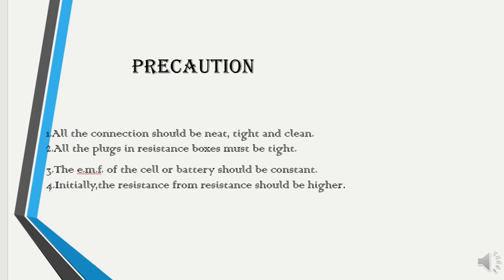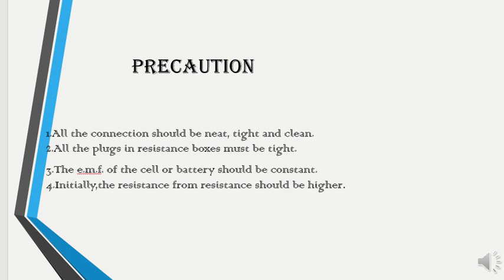The precautions are as follows. All connections should be neat and clean, and proper. All plugs in the resistance box must be tight, or else errors can occur. The EMF of the cell or battery should be constant. Why should it be constant? If it is not constant, then the galvanometer fluctuates, so we cannot get the proper value. So for that, we need a constant value, or we can say we need a direct current.